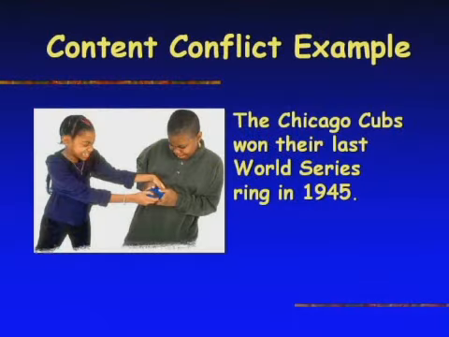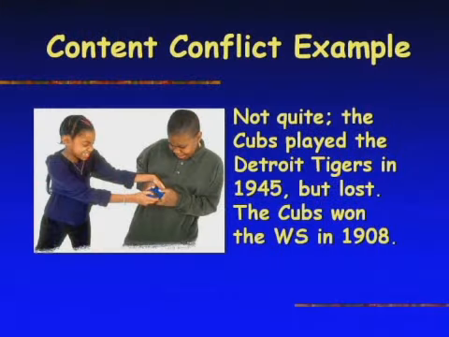That other person has a memory that has lots of different details. I'm a fan of the Chicago Cubs. I know their history pretty well. Let's say that someone told me that the Chicago Cubs won their last World Series ring in 1945. Well, I would say close, but no cigar. No, not quite. The Cubs played the Detroit Tigers in 1945, but they lost the series. Actually, the Cubs last won the World Series in 1908. So it's been 100 years since the Cubs have actually won a World Series ring.